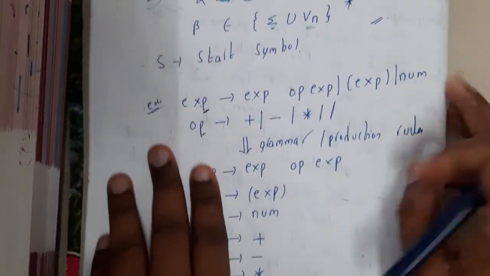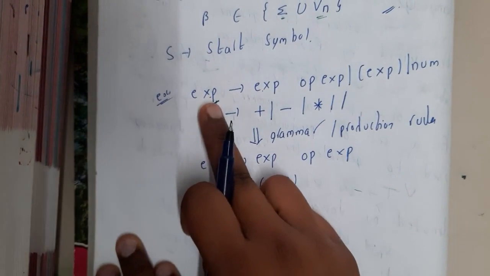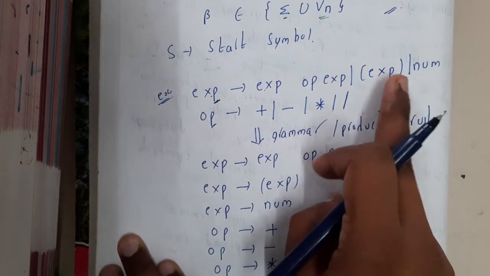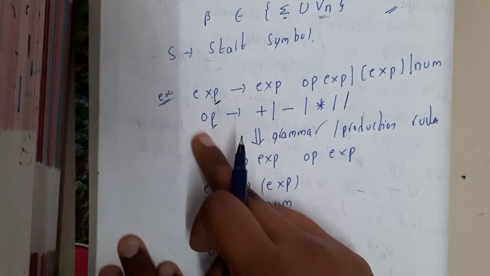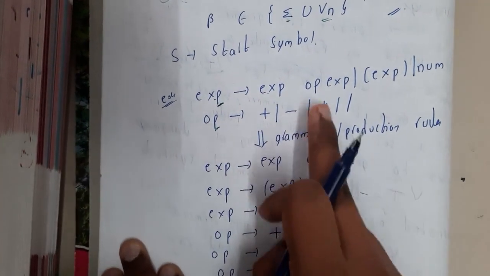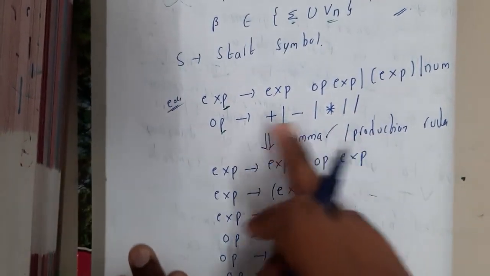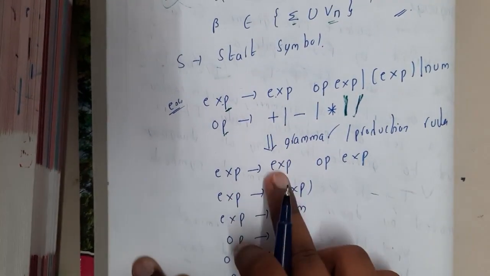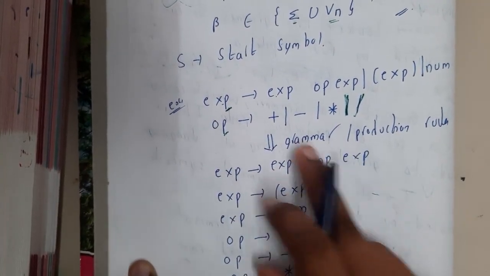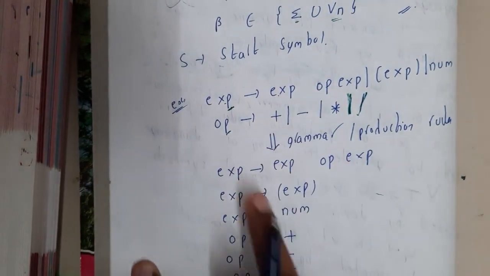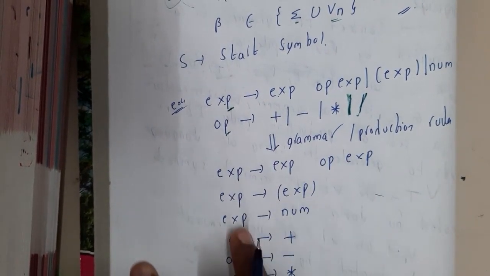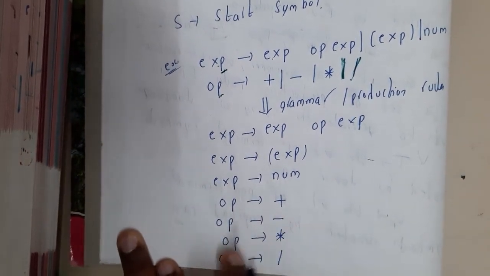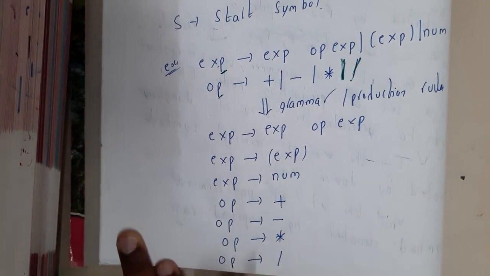If you take a small example, here we have just given a small example. Expression implies expression opcode expression, or open brace expression close brace, or number. Operation implies plus or minus or star or divide. Sorry, this is divide, and this is or. If you write it in terms of grammar productions separately: expression tends to expression opcode expression, expression tends to open brace expression close brace, expression tends to number, opcode tends to addition, opcode tends to subtraction, opcode tends to multiplication, opcode tends to division.